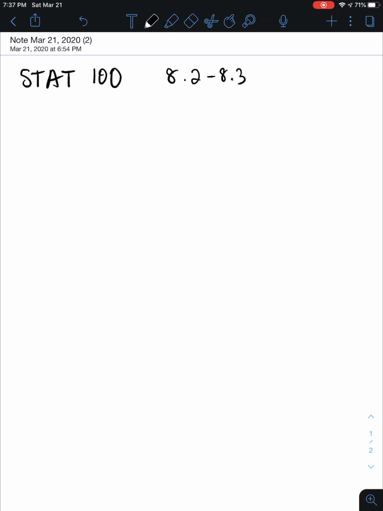I didn't quite finish off 8.2 on the last one, but we're starting to get into numbers and calculations, so I thought I would separate that section from the previous section, which was conceptual, from this section, which is going to be about calculations.